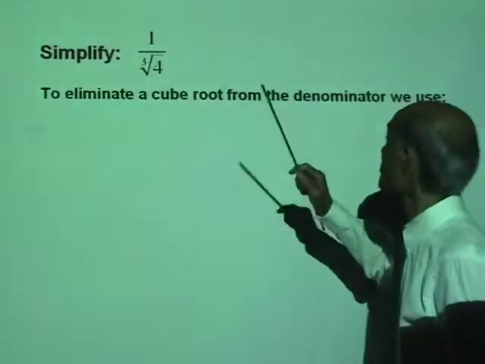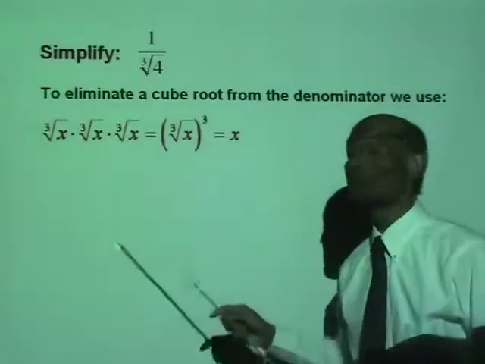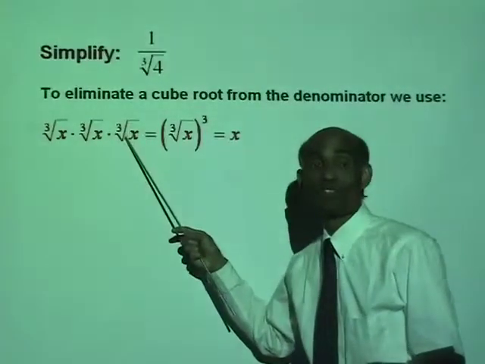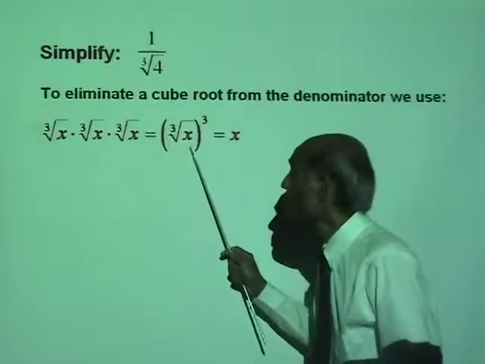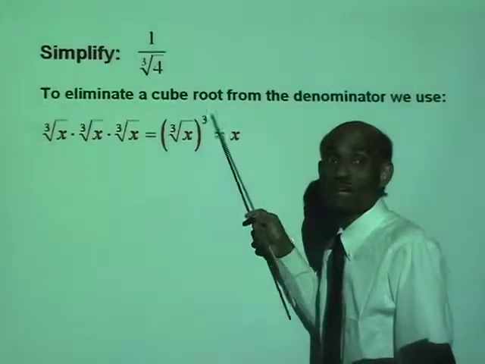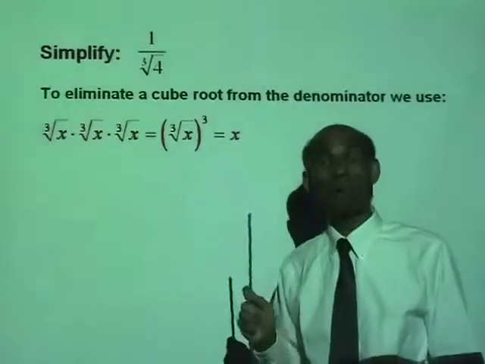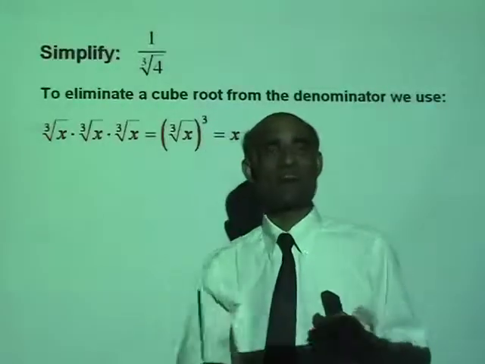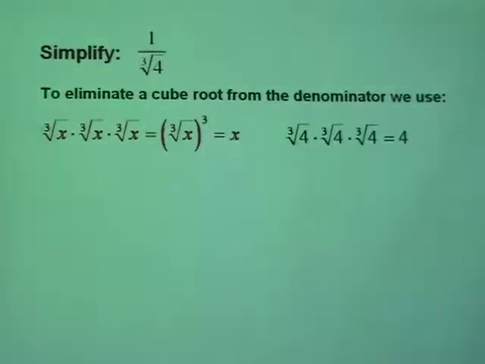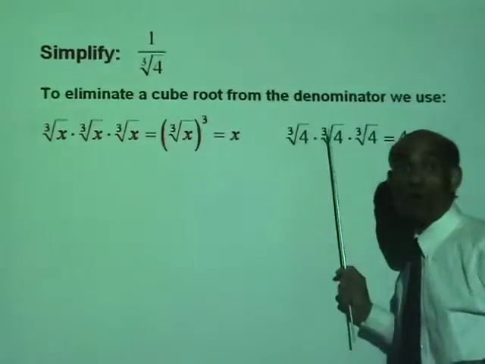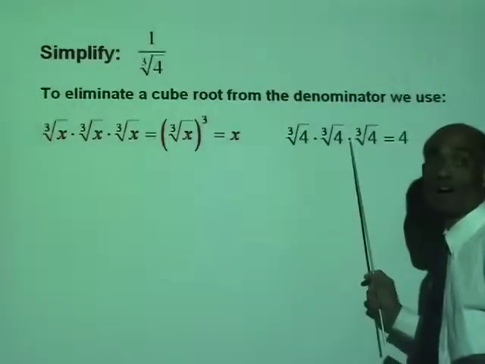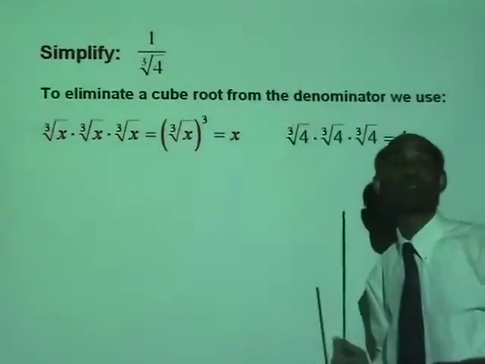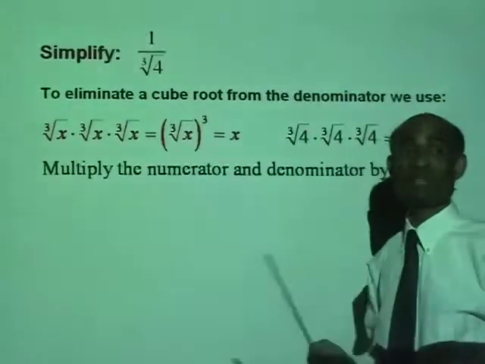To eliminate a cube root from the denominator, we use this property. Cube root of x times cube root of x times cube root of x is cube root of x raised to the power of 3, which is x. That means the cube root has to be multiplied by itself 3 times. Now, cube root 4 times cube root 4 times cube root 4 is 4. So what do we do here to remove the radical from the denominator?